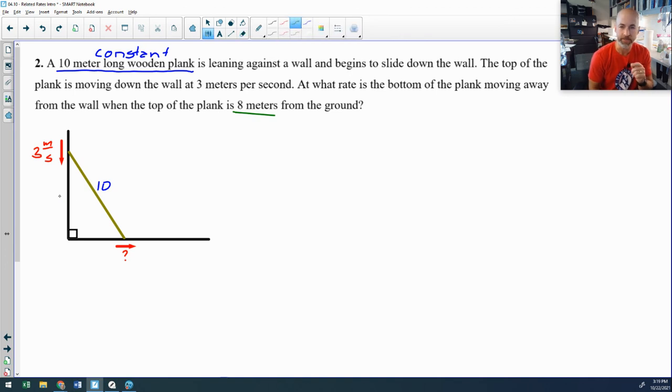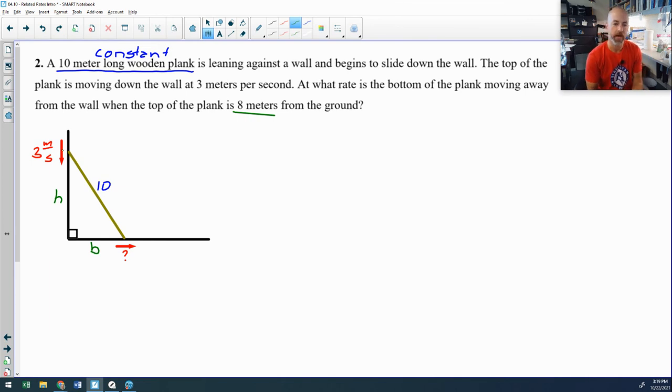Since that changes, I have to give it a variable. I think that h makes sense because I'm looking at a triangle, and that will be the height of the triangle. And while I'm assigning variables, down here at the bottom, this dimension changes as well, and that is the base. I'm going to call that b. And so I have a few things here. I want to make a few more notes here.